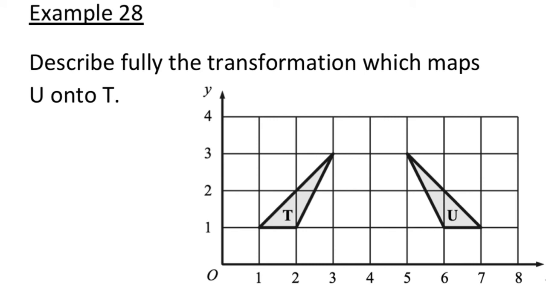Example 28, describe fully the transformation which maps U onto T. So what we can see clearly is that this is a reflection. So what we need to know is the mirror line. What we can do is we bisect, so we cut in half the distances. So we can see from the top point to the middle point, at the other point, the corresponding point, the middle of that is this point. And if we correspond these 2 corner points, they're the ones that correspond to each other.